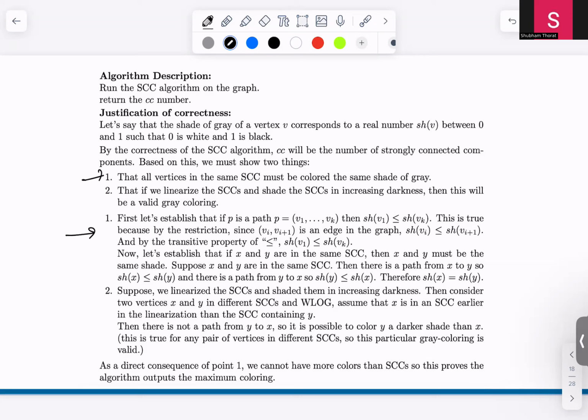So the first thing is that everything in the same SCC has to be the same shade of gray. And the second is that if we linearize the SCCs, then that will be a valid gray coloring, right? Because if there is a path from U to V and you're not able to come back, that means you can obviously color V with a different shade. So this is the general idea of the proof here. Later on, you can go and see the exact proof, how they have done it here. It will make more sense.